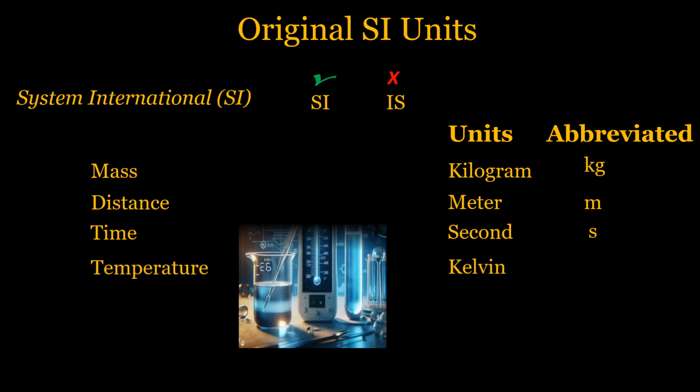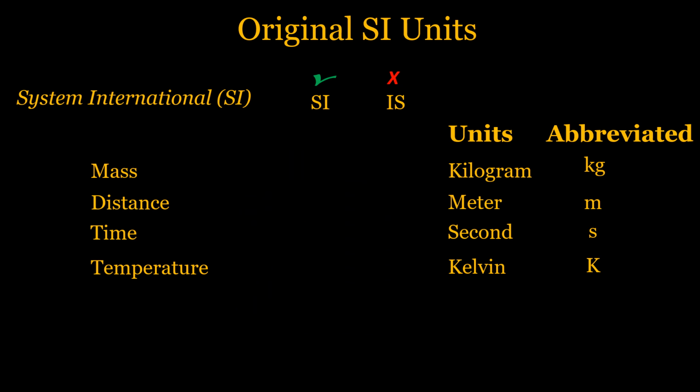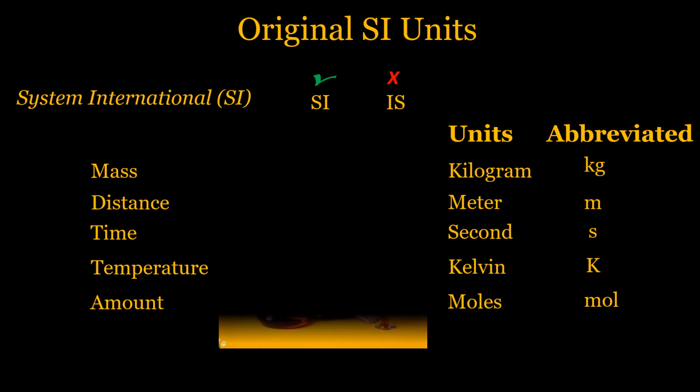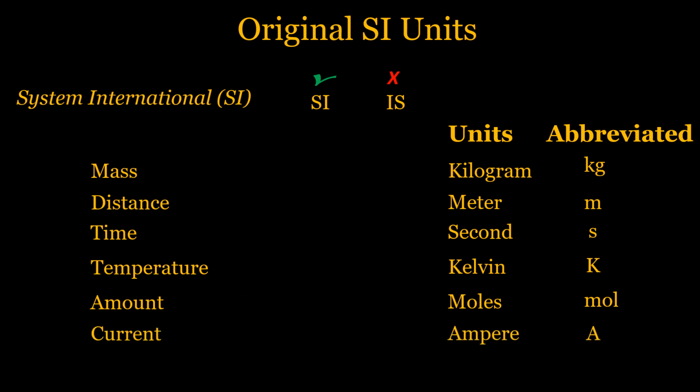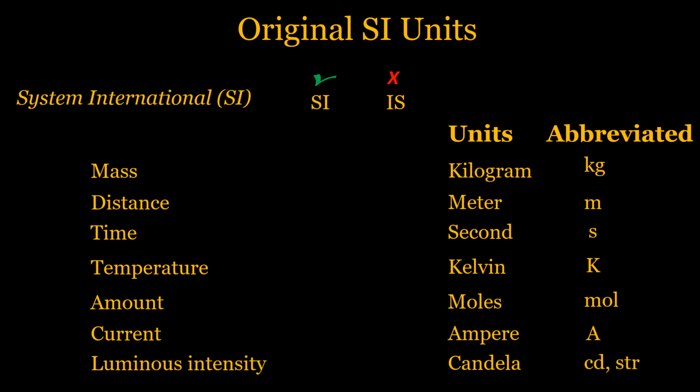Temperature is measured in Kelvin, abbreviated as K. Kelvin scale is also called a thermodynamic scale of temperature. The amount of a substance is expressed in moles, written as mol. Electric current has units of ampere. And the last one is luminous intensity measured in candela, which is abbreviated as cd.